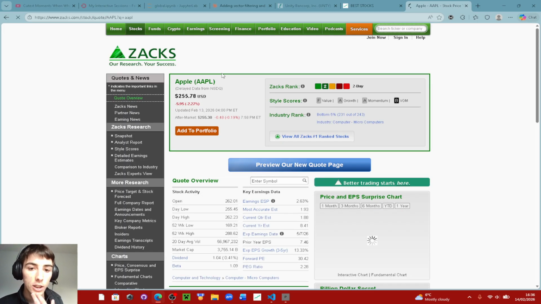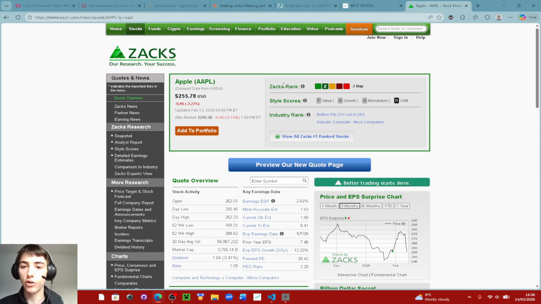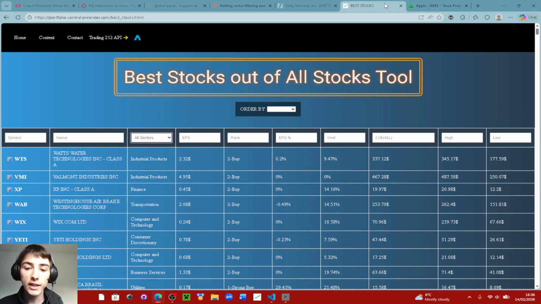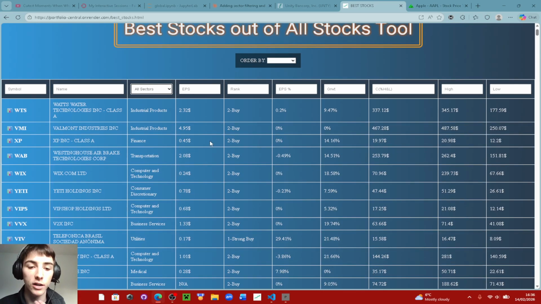Okay, Apple. So this is what the web page shows, and we scrape this automatically. We've added this as a scraper, so this one is the sector, I believe, not the industry. We scrape this from down here, and we've added that to our portfolio web page. So you can now filter by whatever sector you want.